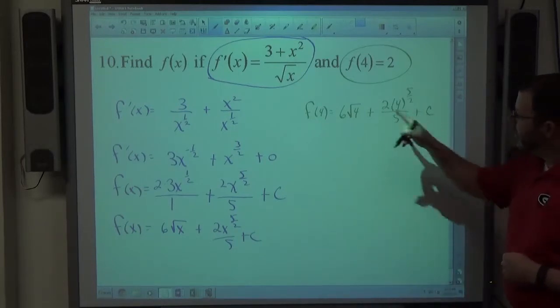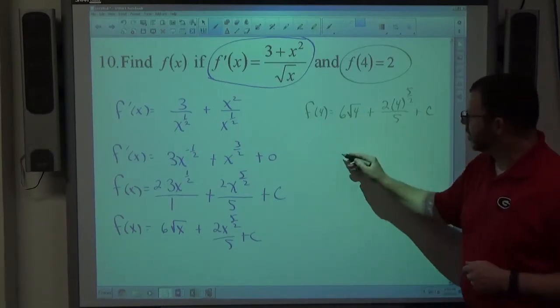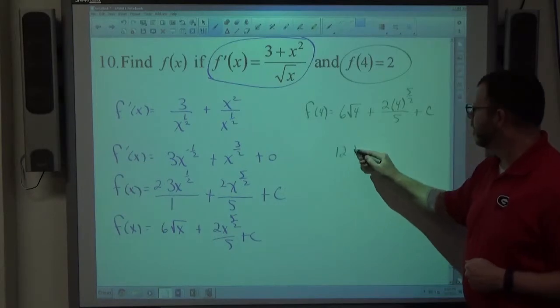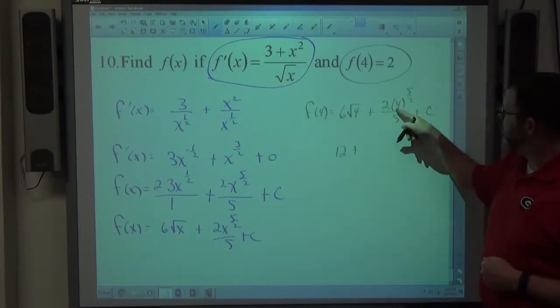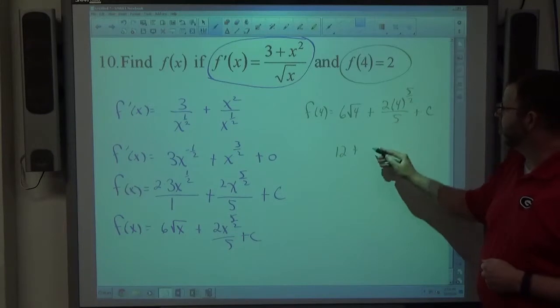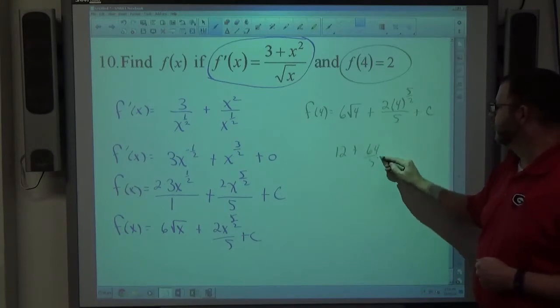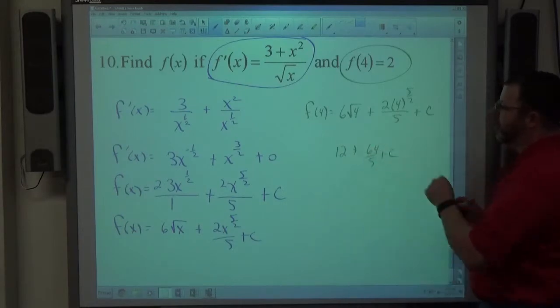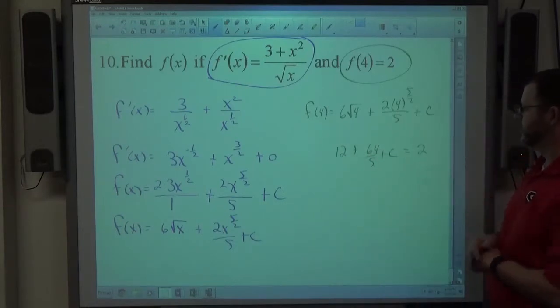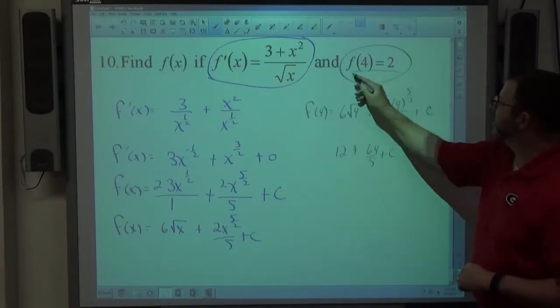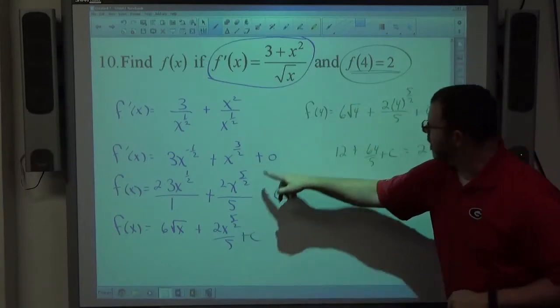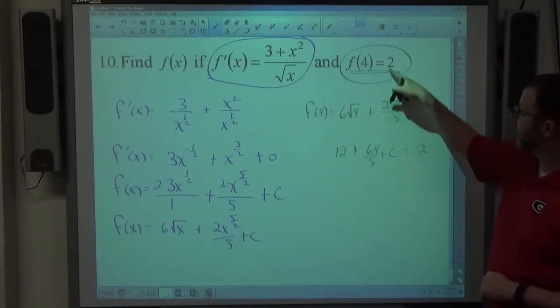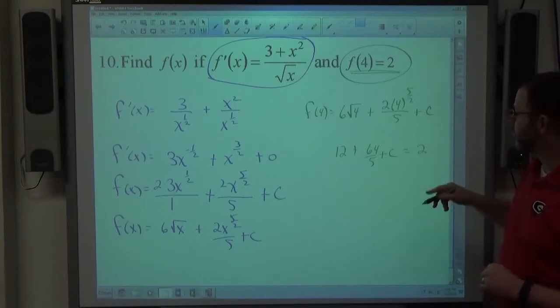All right. The square root of 4 is 2. 2 times 6 is 12. The square root of 4 is 2, to the 5th power is 32, times 2 is 64. So f of 4 is equal to this expression, but f of 4 also is equal to 2. So you take this fact here, put 4 into the expression you just figured out, which has a c in it, set it equal to what f of 4 is supposed to equal.